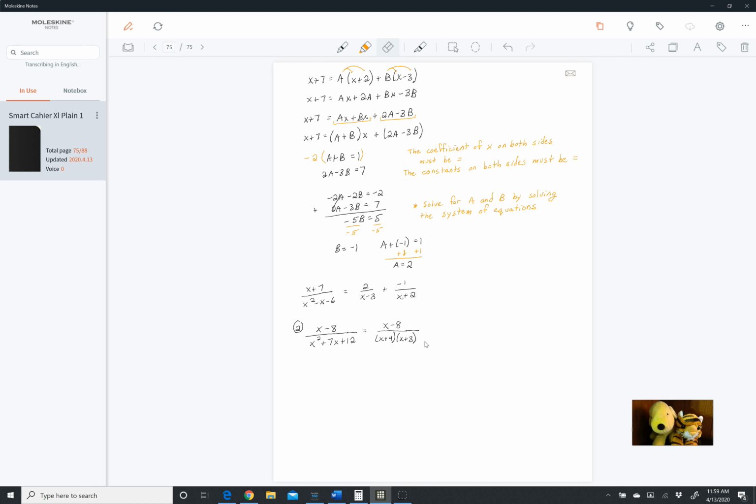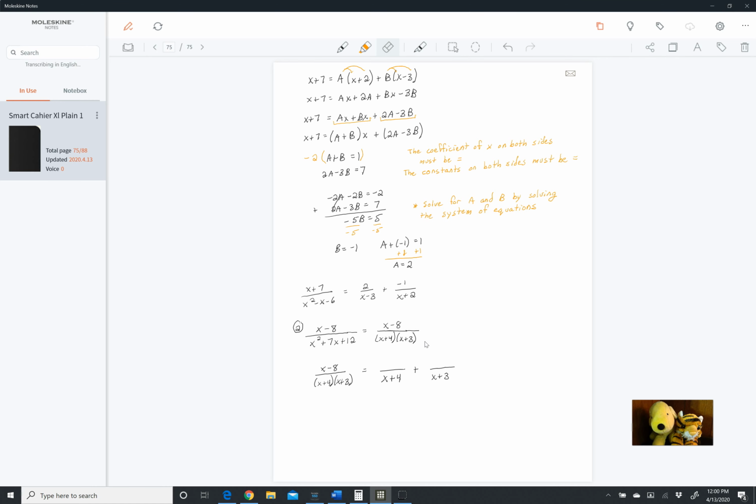So that means that x minus 8 over (x plus 4) times (x plus 3), we have two fractions. Each one has a factor. So the first one has a factor of x plus 4. The second one has a factor of x plus 3. The order in which you write this doesn't matter, okay? You'll get the same answer at the end.